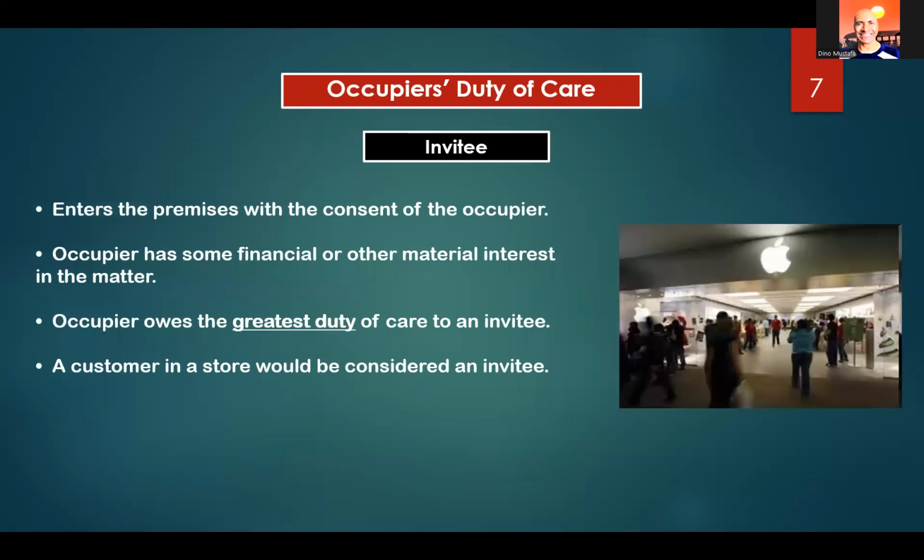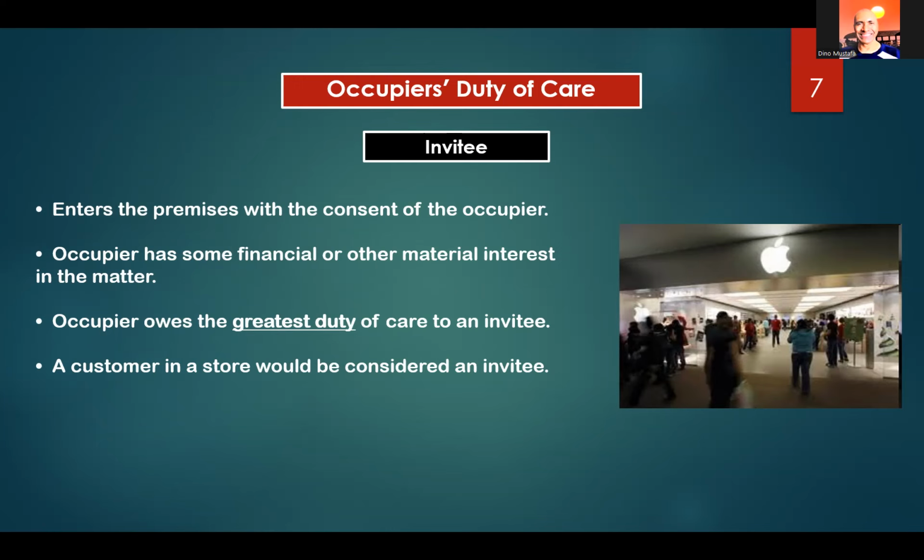Okay. Now the invitee, where you directly have a financial interest, let's say somebody comes to the Apple store. If you own the Apple store, then you are an occupier of the Apple store because you are the owner, and people come to purchase stuff. So you have a monetary value there in their visit. The occupier has some financial or other material interest in the matter. So you have the greatest duty of care to the invitee. They come there to spend money.